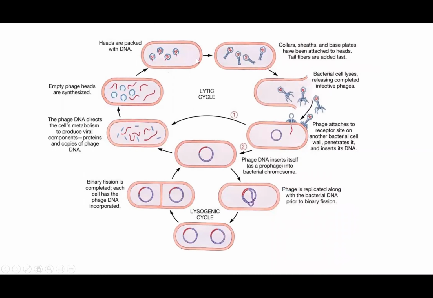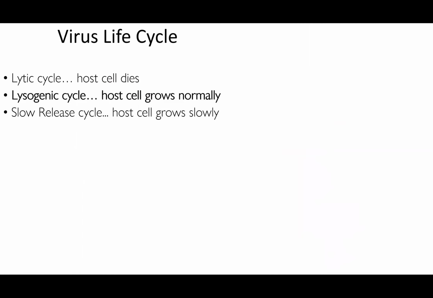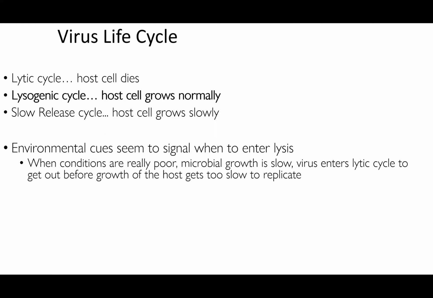And this is just a nice overall view of what happens in linking both the lytic and lysogenic cycles to one another. It's a nice summary of what we've been talking about the past few slides. But the virus life cycle, in terms of what's happening, the lytic cycle kills the host. The lysogenic cycle allows the host to grow normally, and the slow release cycle eventually allows the host to grow very, very slowly.